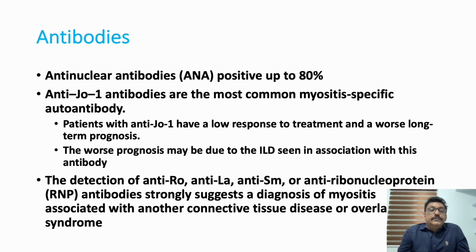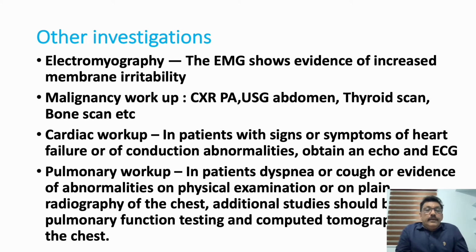Other antibodies which can be done, which can be seen in other connective tissue disorders or overlap syndromes, are anti-Ro antibody, anti-La antibody, anti-Sm antibody, anti-ribonucleoprotein antibody, RNP. So these are the other investigations we will have to do. And we may do malignancy workup in many patients. We can do chest X-ray, ultrasound abdomen, look for any tumors in the abdomen, chest, any mediastinal masses, pap smear. So many investigations can be done to rule out malignancy, especially in elderly individuals. Thyroid scan, bone scan, etc.